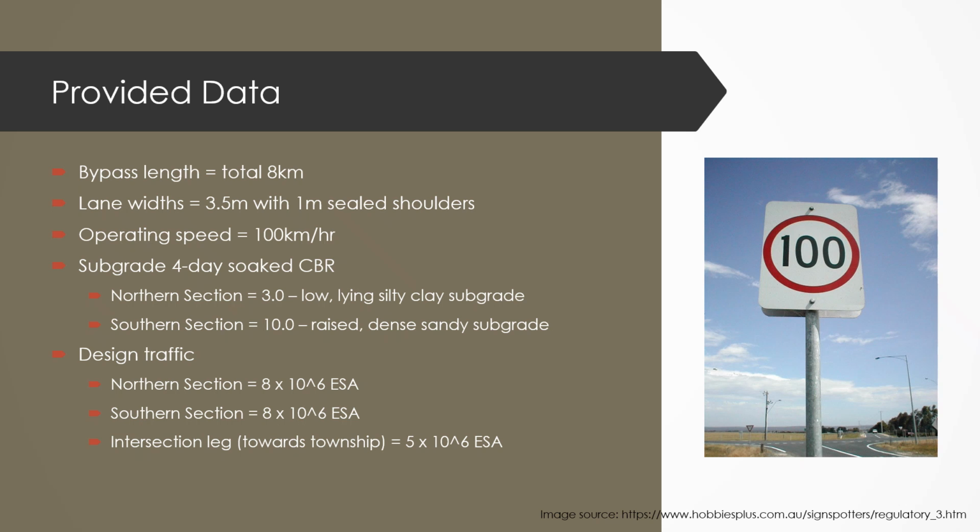The design traffic values provided are 8 times 10 to the 6 ESAs for both the northern and southern sections. At the intersections, the intersection leg going towards the existing township has, obviously, a reduced traffic volume of 5 times 10 to the 6 ESAs.